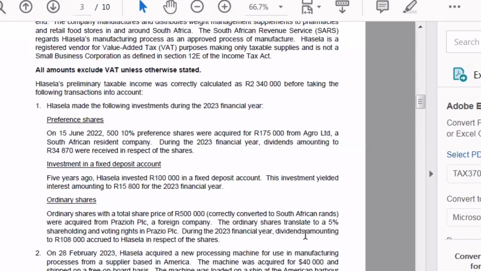During the 2023 financial year, dividends amounting to 108,000 accrued in respect of the shares. So you have not received the shares, but you are now entitled because the company declared them and said, guys, we're going to pay you dividends. So they've declared them, you are now entitled. So as long as that news reaches the ears of SARS, that means that dividend is accruing. So you are supposed to include it because it is income. All right. But now it's going to depend. Okay. So now there's a rule.